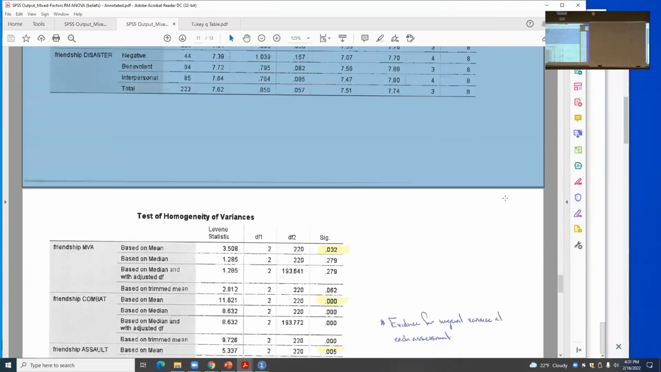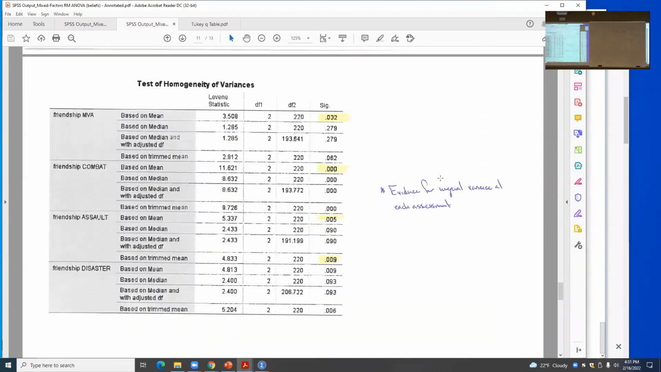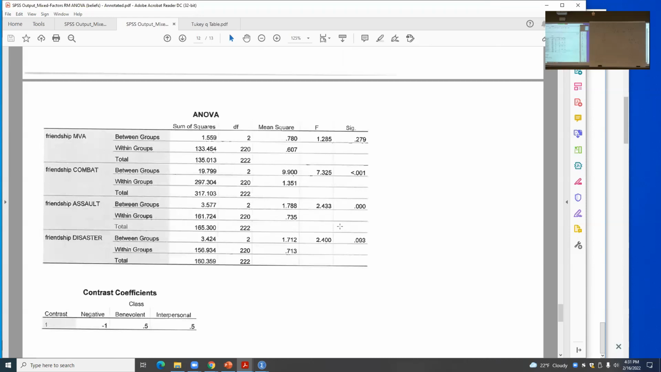What you're going to end up with is a set of means, right? So you can go through and take a look at this as just your observed means. Homogeneity of variance tests. It looks like across each one of these vignettes, we have evidence for violations of homogeneity of variance. So we're going to use that to inform which line of the contrast we take a look at. Here's our one-way ANOVAs.